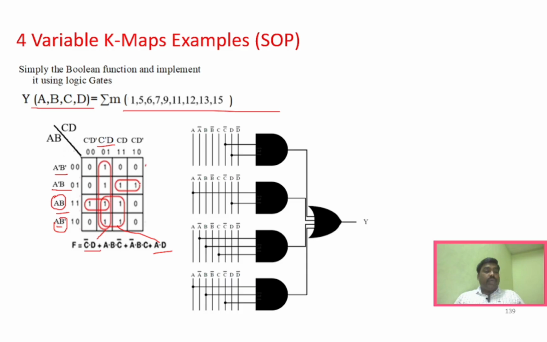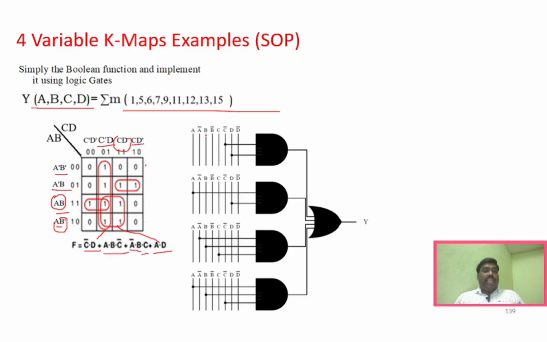And if you take this one alone, among these two, A bar B is common, so you have to write A bar B. Among these two, C is common, so it's A bar B C. And if you take this one, you will have A B, and among these two, C bar will be common. The same steps and same methodology. You can draw the logic gates like this, right?